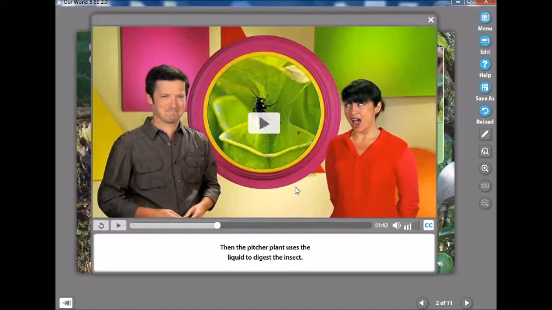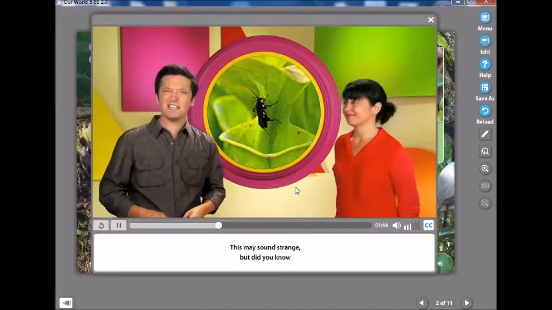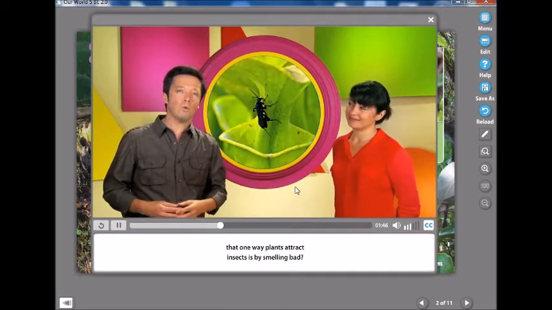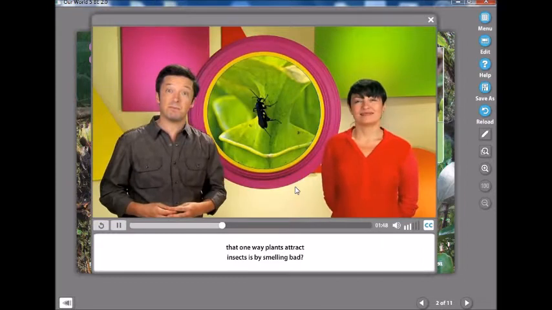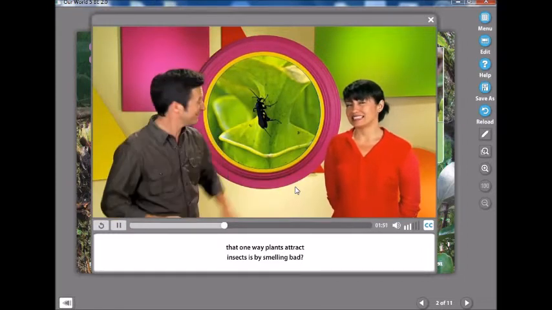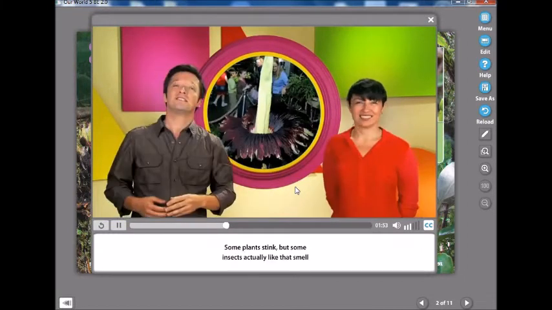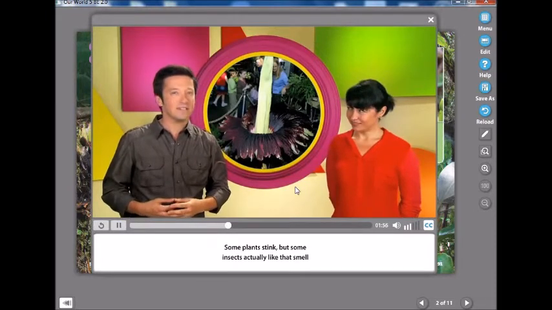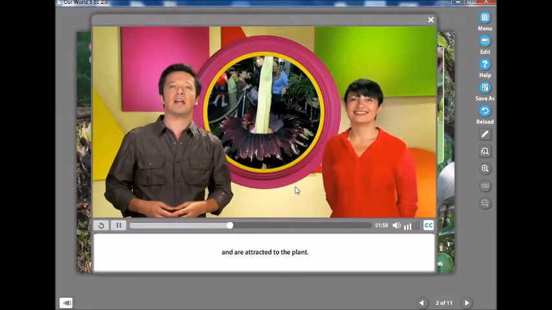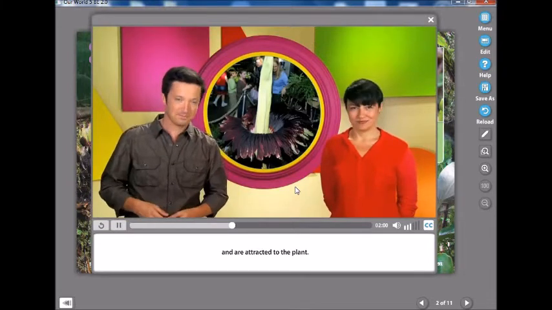They climb there and they are now prey. The plant eats the insect by using the water, the liquid in it. Ugh. Ouch! This may sound strange, but did you know that one way plants attract insects is by smelling bad? Some plants stink, but some insects actually like that smell and are attracted to the plant.